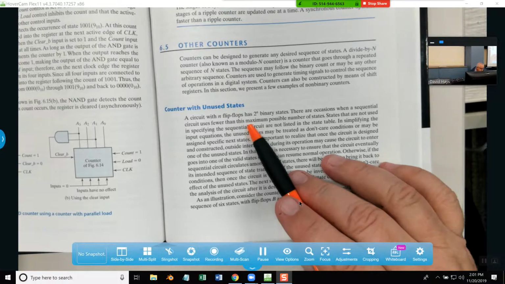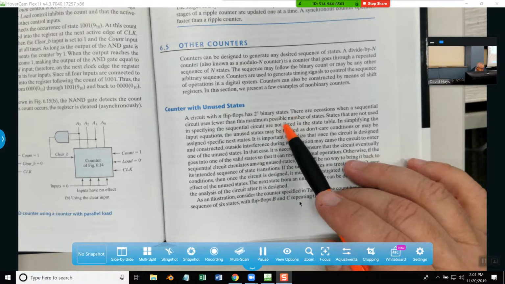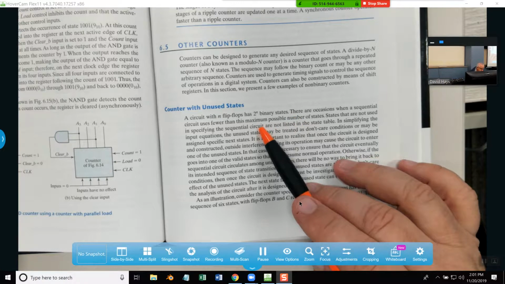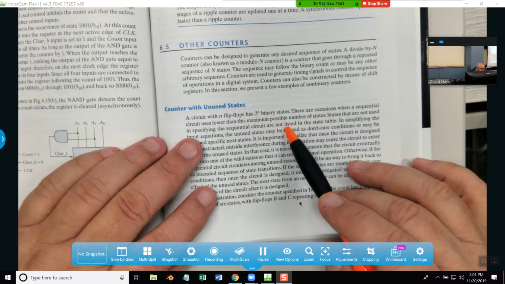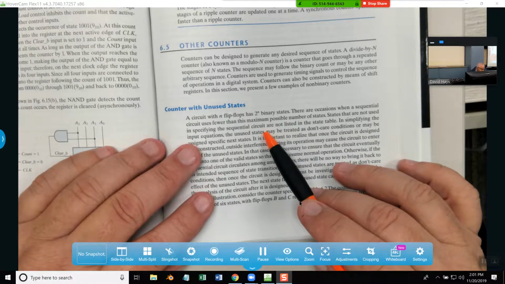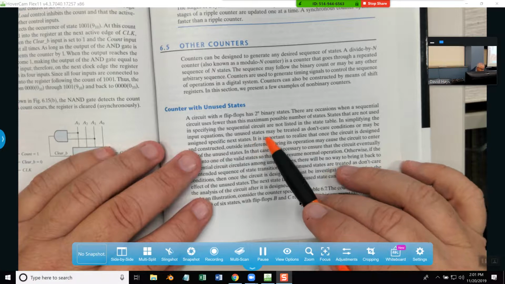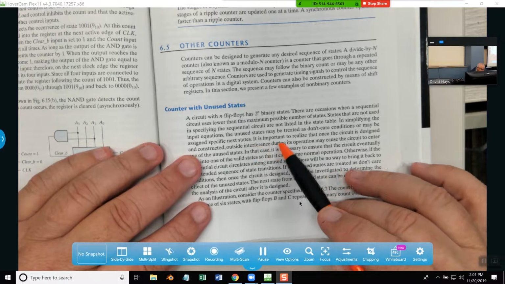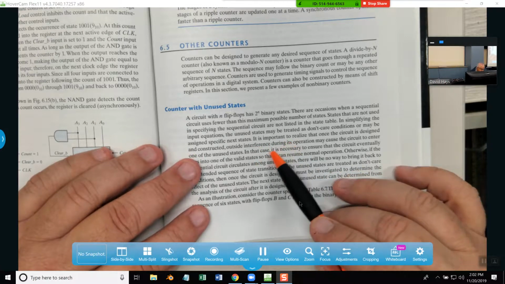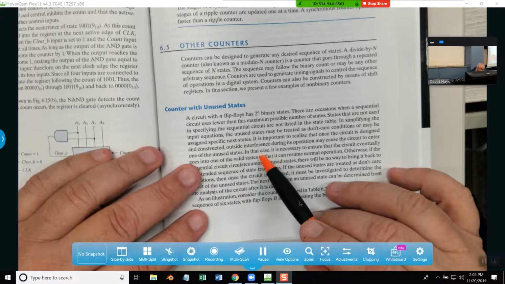A circuit with n flip-flops has 2 to the n binary states. There are occasions when a sequential circuit uses fewer than this maximum possible number of states. States that are not used and specified in the sequential circuit are not listed in the state table. In simplifying the input equations, the unused states may be treated as don't care conditions or may be assigned specific next states. It's important to realize that once a circuit is designed and constructed, outside interference during its operation may cause the circuit to enter one of the unused states.